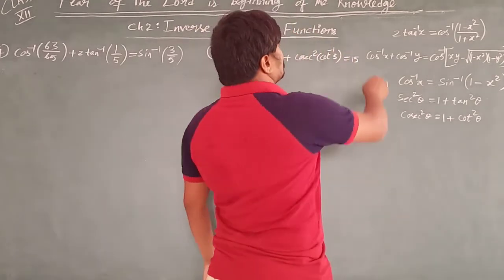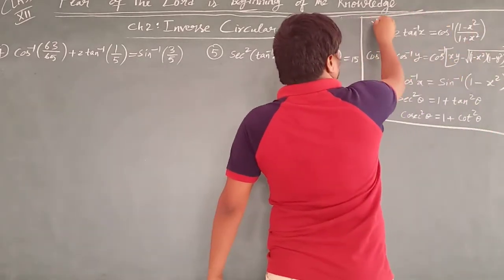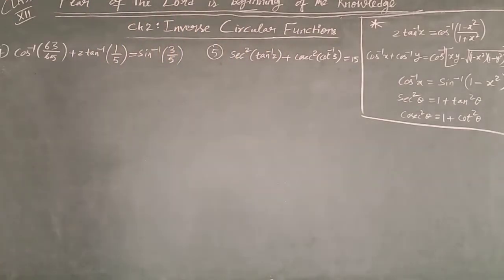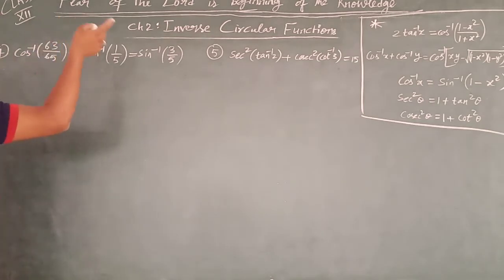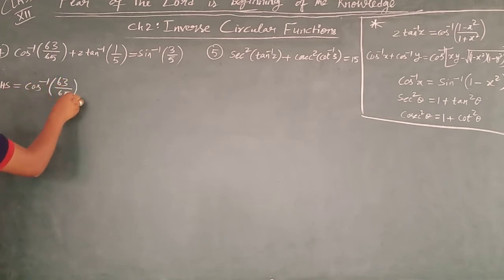Before going to prove that, you need to remember all these formulas. Without remembering these formulas, you would not be able to solve any problem. So now remember those formulas. Let's start this problem so that you can understand. Now 2 tan inverse x, write in the cos form, that is cos inverse 1 minus x square upon 1 plus x square. So now we can write directly, LHS: cos inverse 63 upon 65 plus 2 tan inverse x is nothing but cos inverse 1 minus x square upon 1 plus x square.